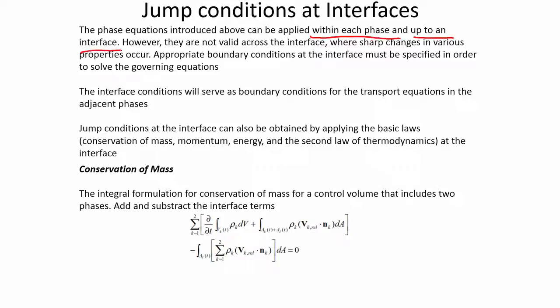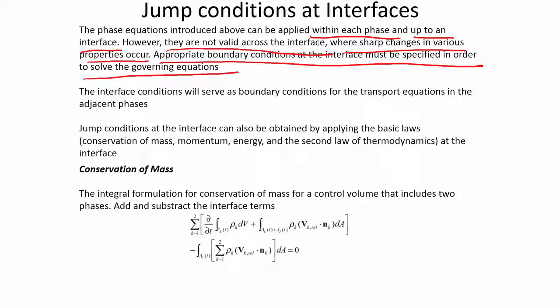So, it is the sum total of each of the phases that we did; we just summed over all the phases. However, they are not valid across the interface where sharp changes in various properties happen. Like we said, when liquid water gets converted to water vapor, there is a density change of approximately 1000. So, appropriate boundary conditions at the interface must be specified to solve the governing equations.